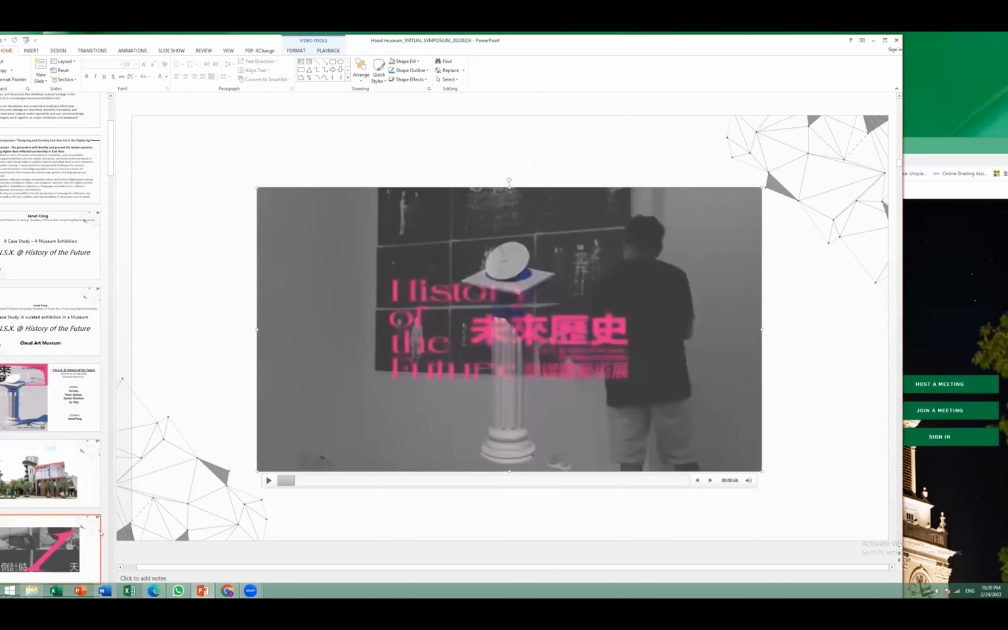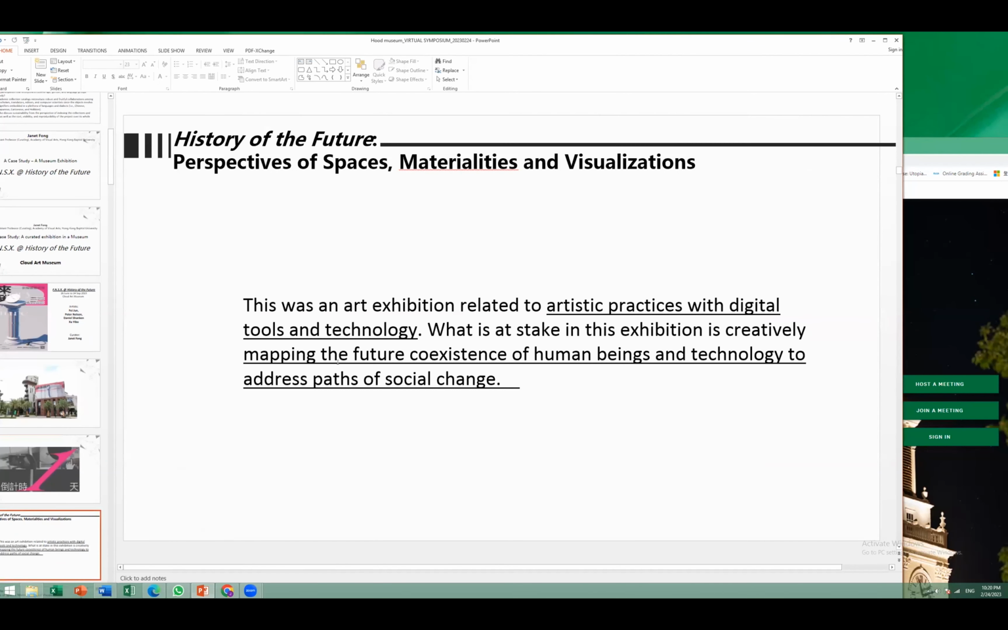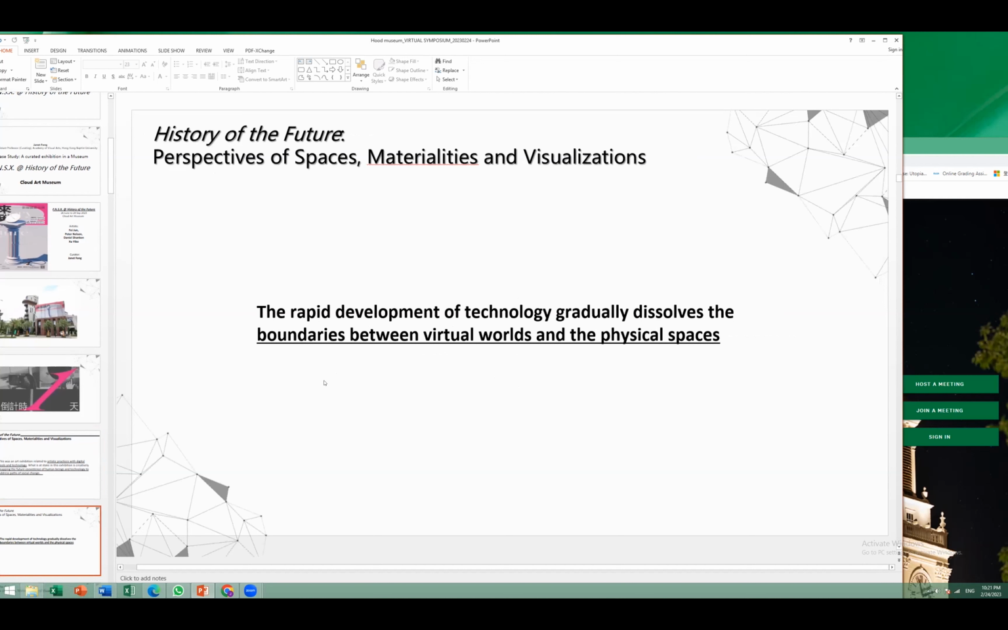Okay, in this exhibition, I would like to use the perspectives of spaces, materialities, and visualizations as the main angles to be discussed. And this is an exhibition relating to artistic practices with digital tools and technology. I would also like to explore future possibilities about human beings and the social changes relating to us and the technology itself. So that's also why I have this title for the exhibition.